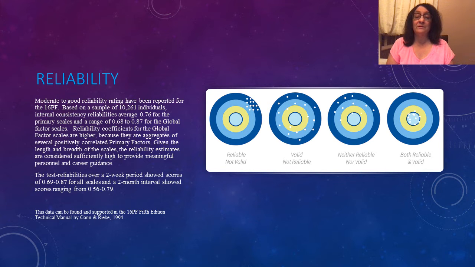When it comes to reliability, it rates as having a moderate to good reliability rating. Based on a sample of 10,261 individuals, internal consistency reliabilities average 0.76 for the primary scales and a range of 0.68 to 0.87 for the global factor scales. Reliability coefficients for the global factor scales are higher because they are aggregates of several positively correlated primary factors. Given the length and breadth of the scales, the reliability estimates are considered sufficiently high to provide meaningful personnel and career guidance.